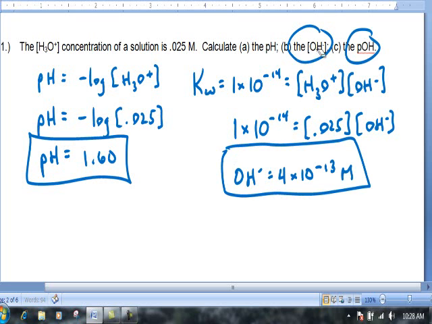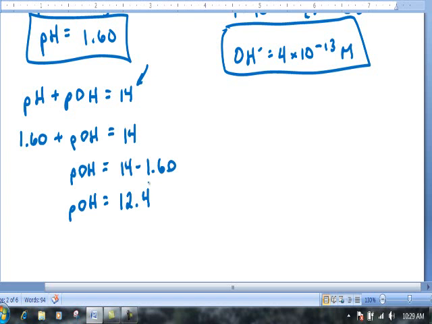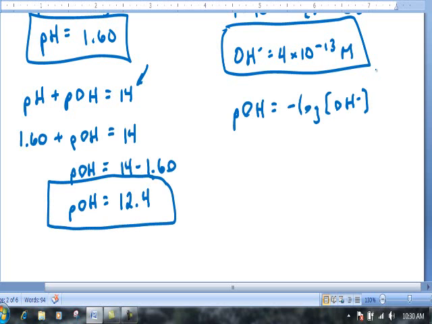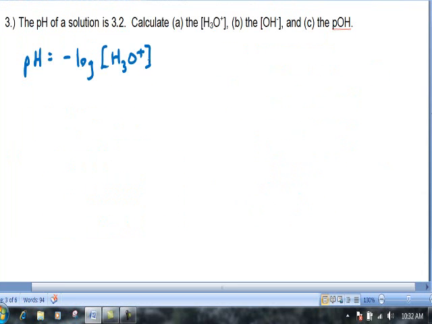To calculate the pOH, we have a couple different strategies that we can utilize. One, we can use the relationship that pH plus pOH always add up to equal 14. Solving for the pOH, we get that pOH is equal to 12.4. A second strategy is to use that pOH is the negative log of the OH minus concentration. Placing in the hydroxide concentration, we can now readily calculate the pOH. Again, getting that the pOH is 12.4 for this particular solution.